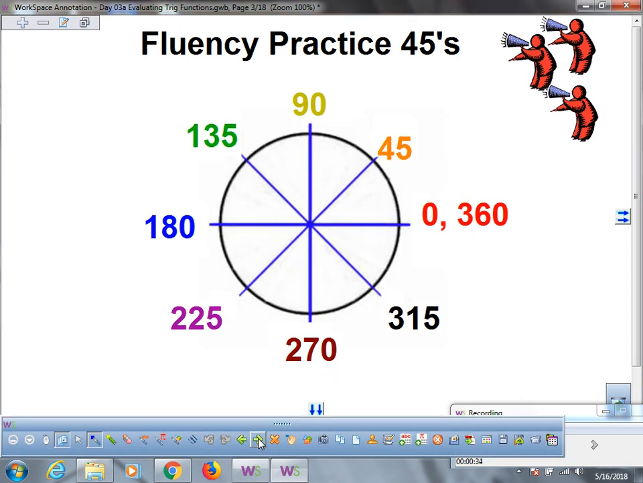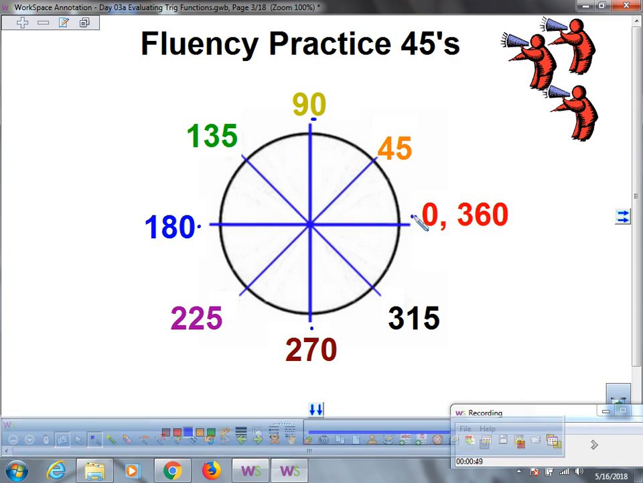So my 45s, I already know that my 9s are my benchmarks. So I have a 9. 9 times 2 is 18. 9 times 3 is 27. 9 times 4 is 36. So those are like my benchmark numbers. I always do those first.